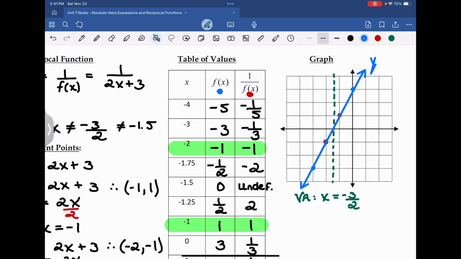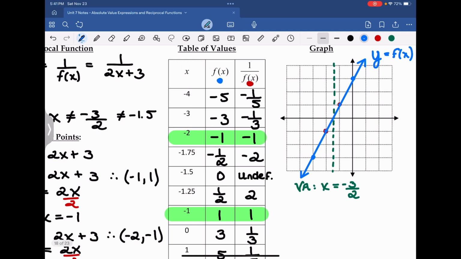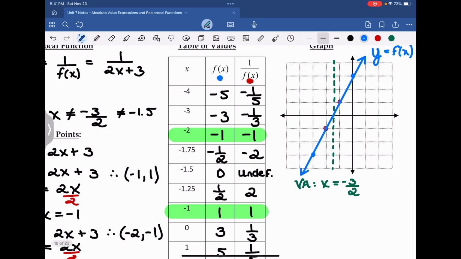And let's make sure we note that. Especially when you're graphing these things, I think it's important to make sure you're consistently labeling, because if you don't label, it can be very easy to get off track here. Okay, y equals f of x. Now, we're going to do the same thing, but for the reciprocal.